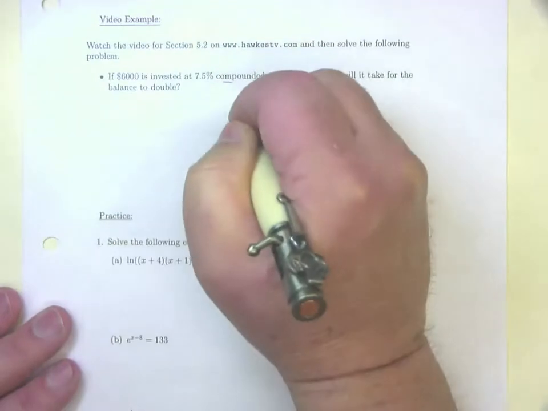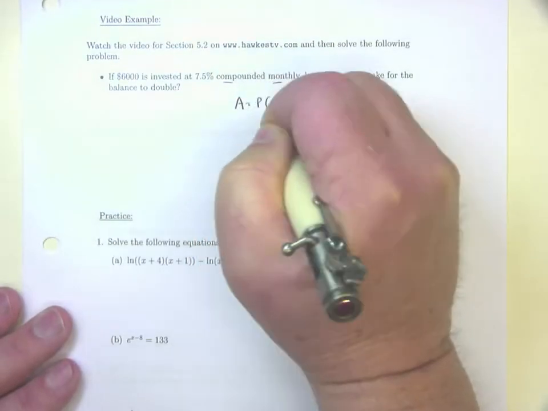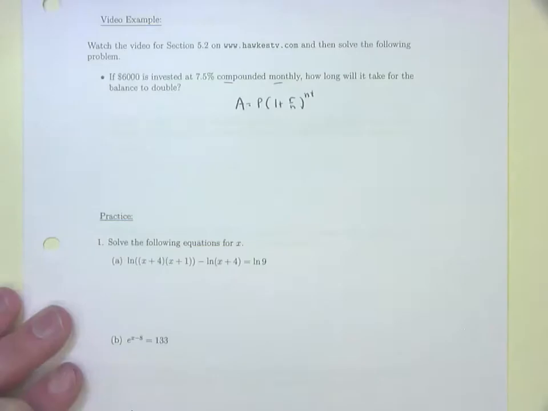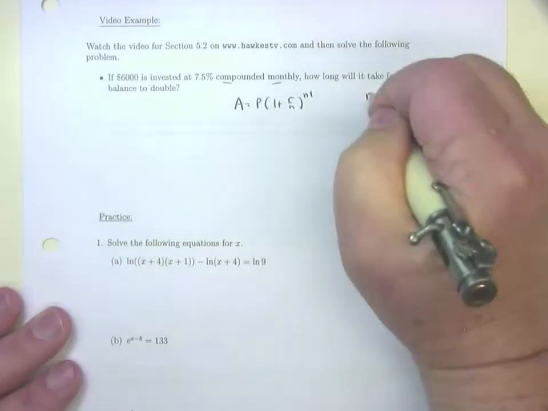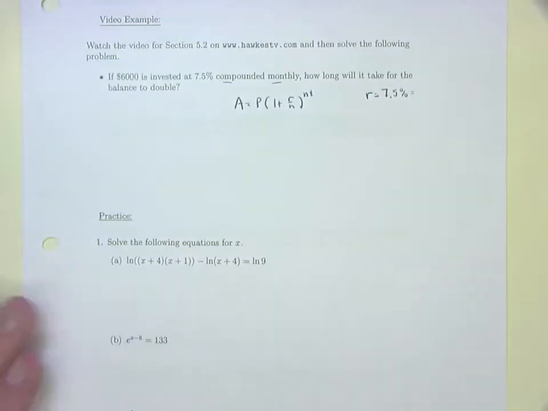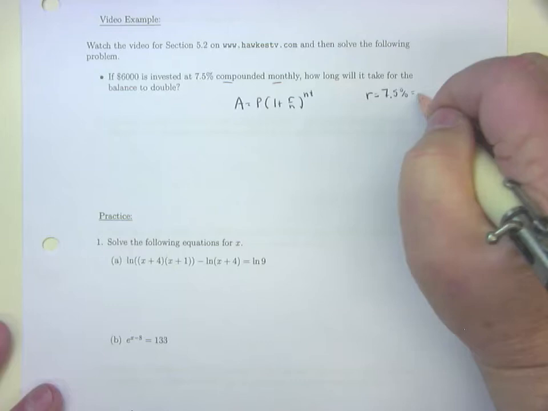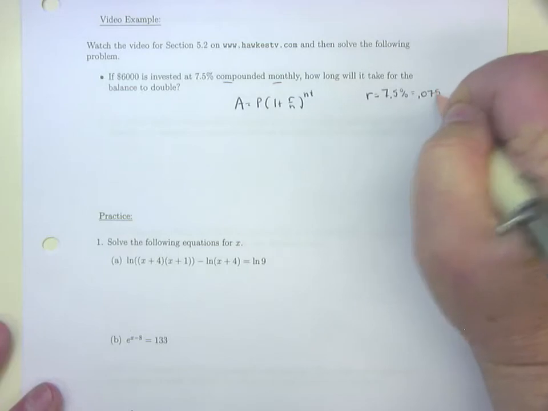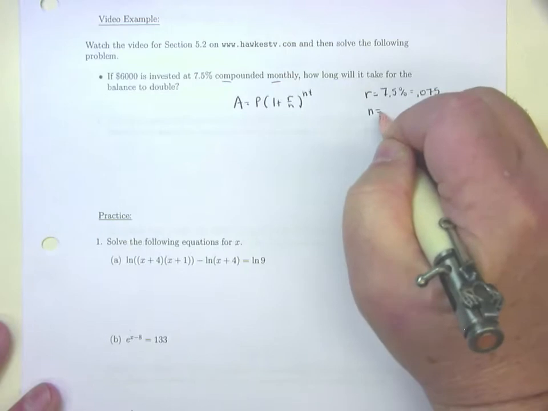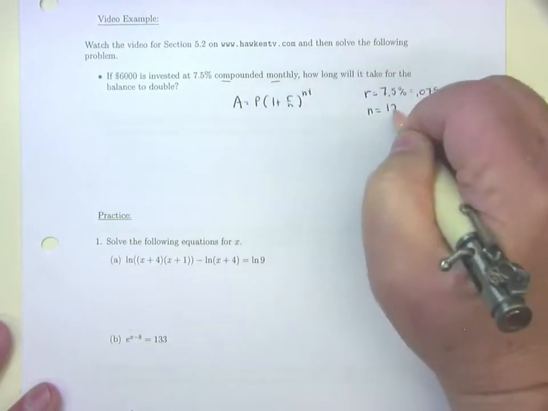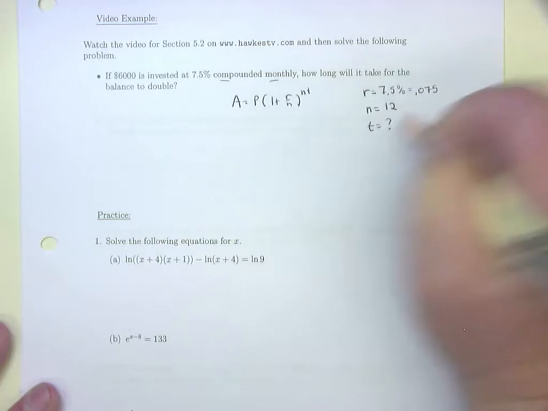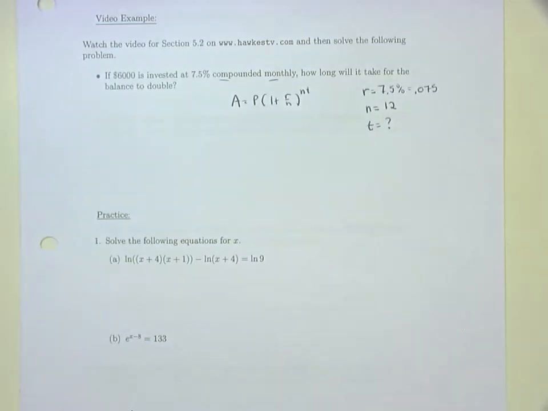But here's the deal. Compounded monthly. I got this formula right here: A is equal to P times 1 plus r over n raised to the nt. My interest rate, r, is 7.5%, which, again, 7.5% is 0.075. Compounded monthly, n is equal to 12. How long is a question of time. We want to solve for t in this one.